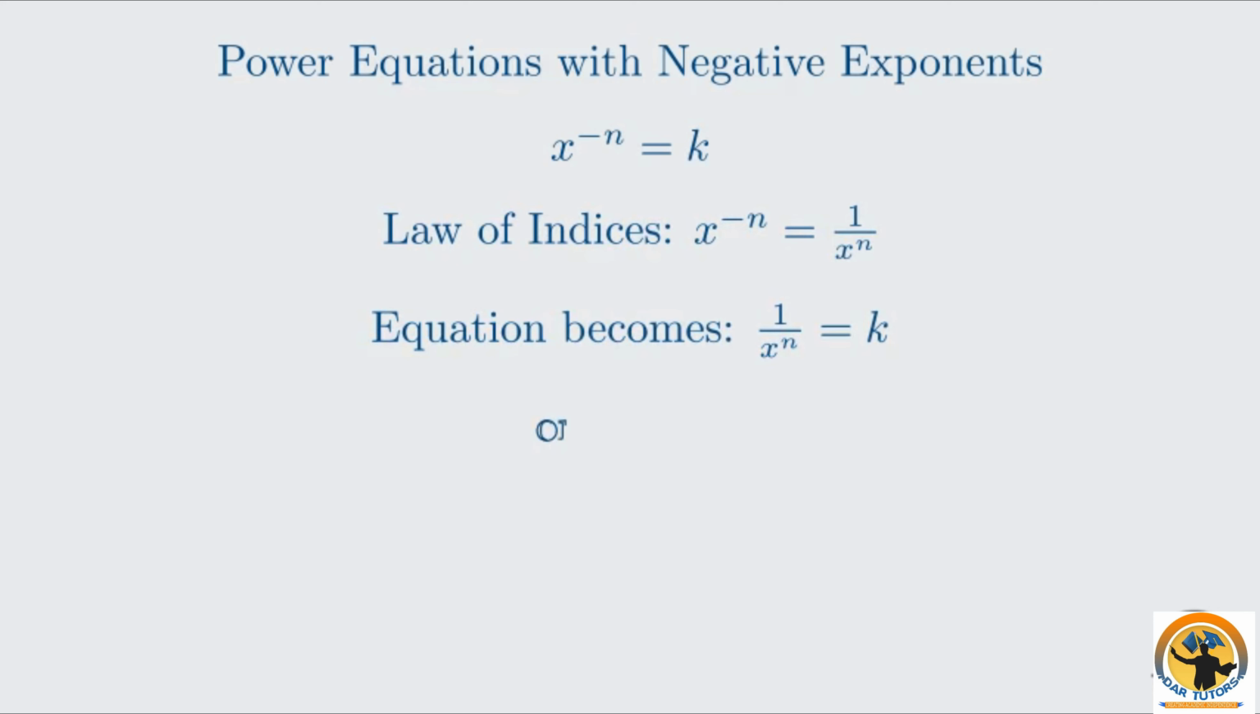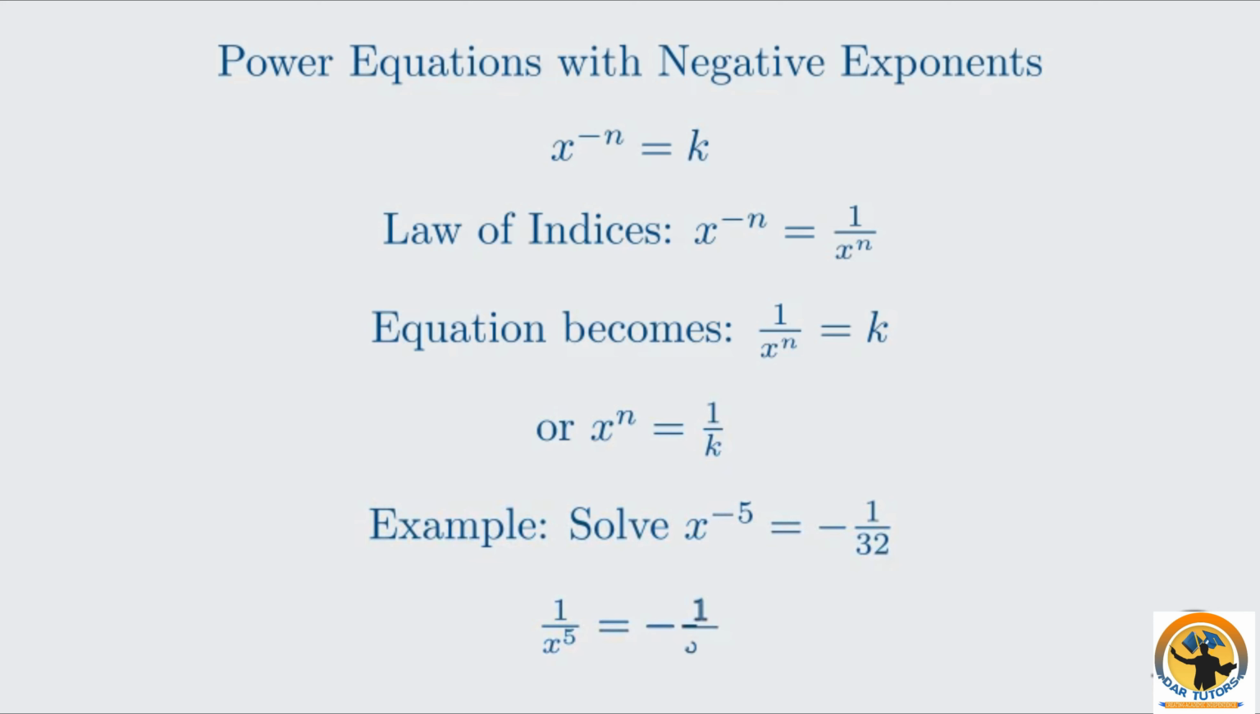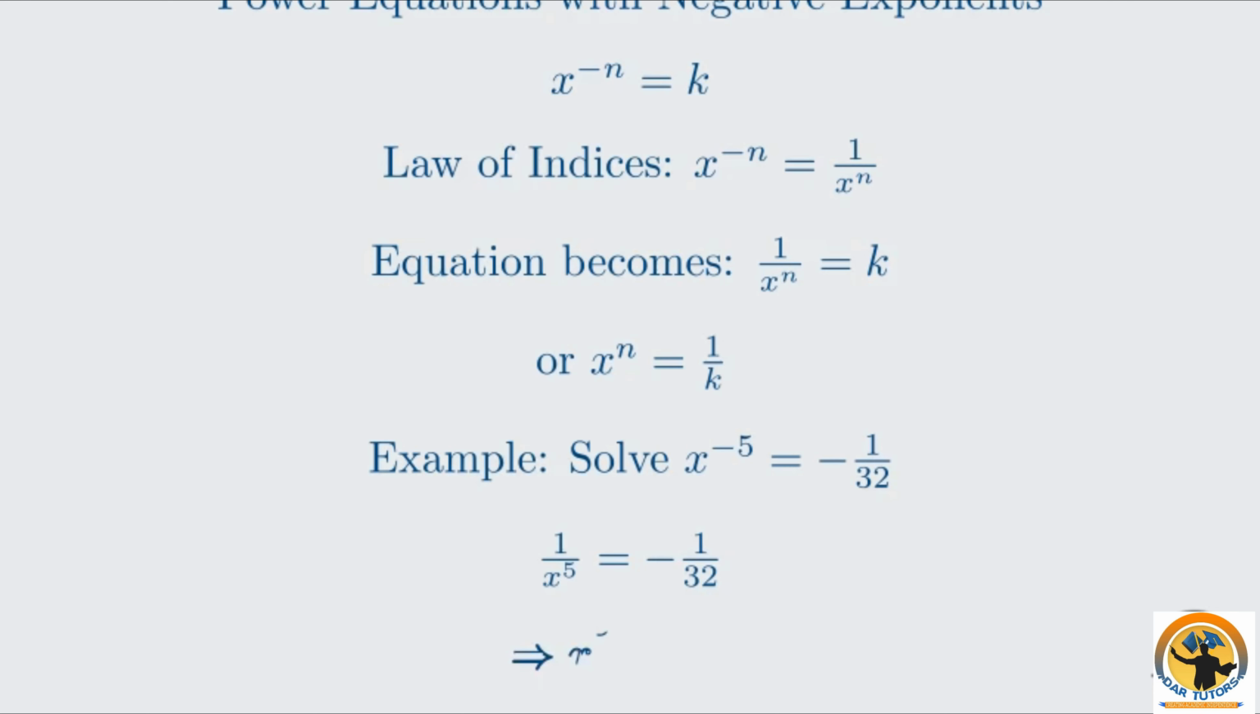From here, we can rearrange to get x to the n equals 1 over k and solve using the same methods we just discussed. Let's work through an example. x to the power of negative 5 equals negative 1/32. First, we rewrite the term with the negative exponent as 1 over x to the fifth equals negative 1/32. Next, we rearrange the equation to isolate x to the fifth, giving us x to the fifth equals negative 32.